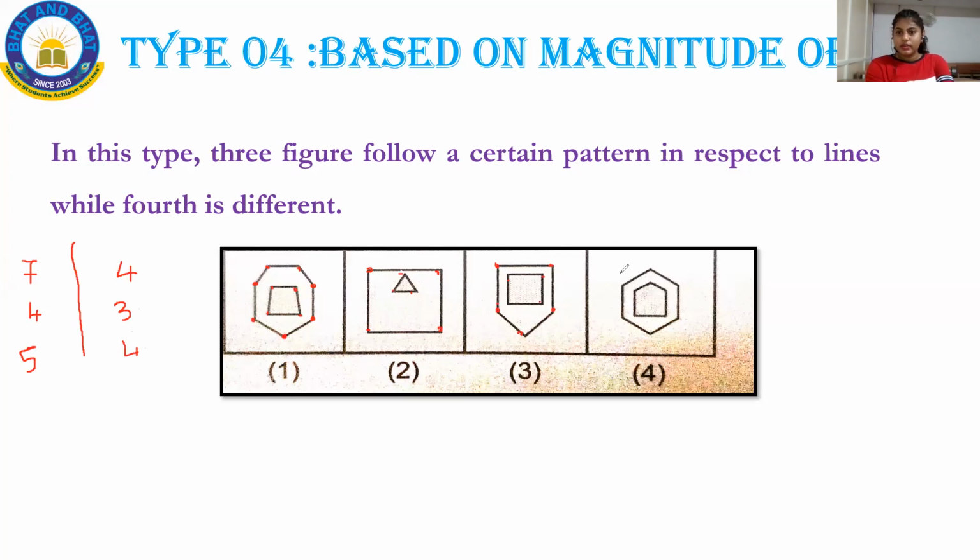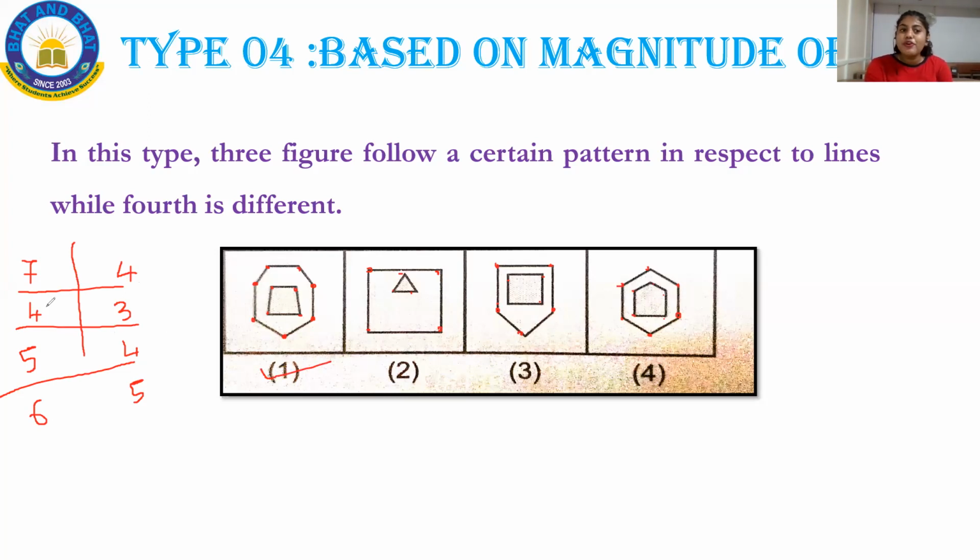So let me see, 1, 2, 3, 4, 5, 6. So the outer figure is 6. Inner figure 1, 2, 3, 4, 5. So this is for option 1, this is for option 2, this is for option 3 and option 4. Easily I can tell that this one is the answer. How? I'll teach you.